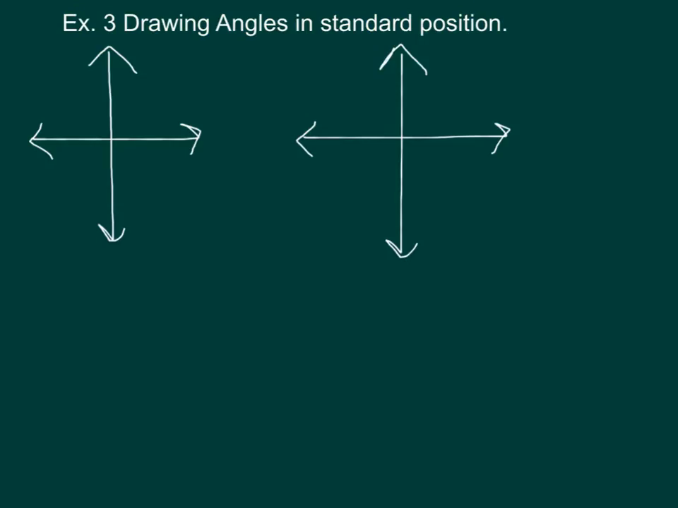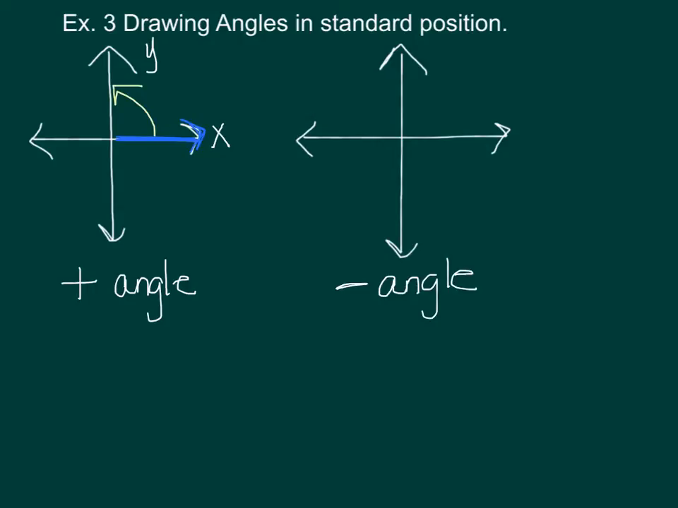When you're drawing angles in standard position, there are some things that you need to know. If the angle you are drawing is positive, you're going to rotate counterclockwise, and you always start with the positive x-axis. If the angle you are drawing is negative, you start again at the positive x-axis, and you'll rotate clockwise.